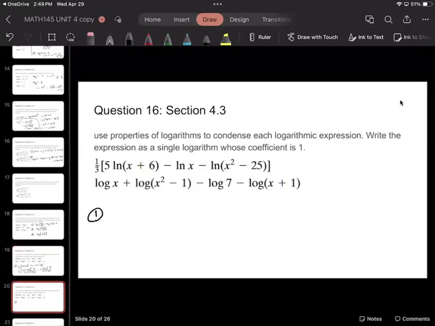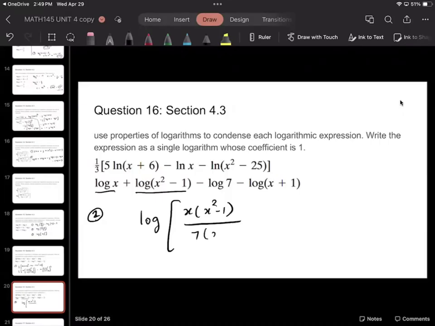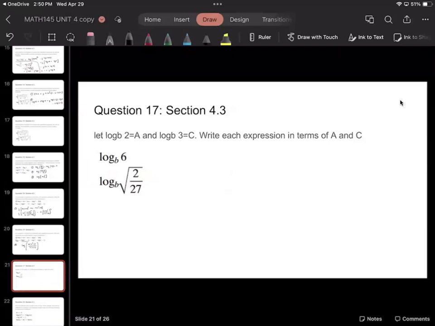Next one, I'm going to write it in one step. Okay, so there is one giant log because I'm condensing. This and this are in the numerator because they have positive coefficients. So that means x times x squared minus 1 is in the numerator. The 7 and x plus 1 is in the denominator, but it has to be multiplication, right? So that when you expand, it becomes log 7, negative log 7, negative log of x plus 1. Okay.